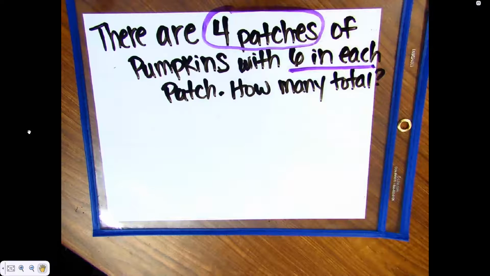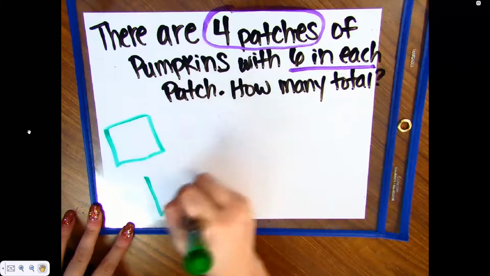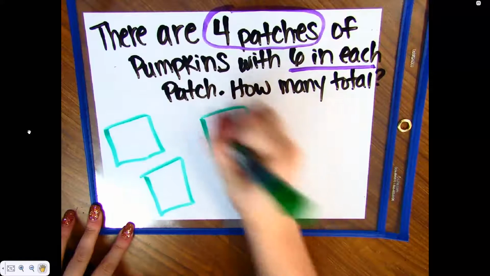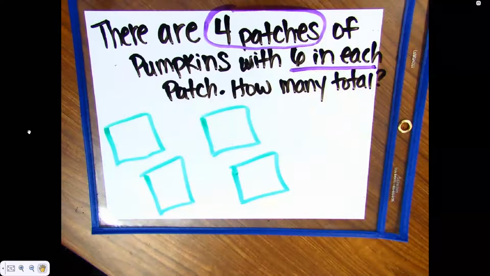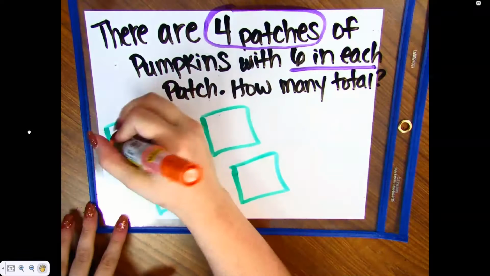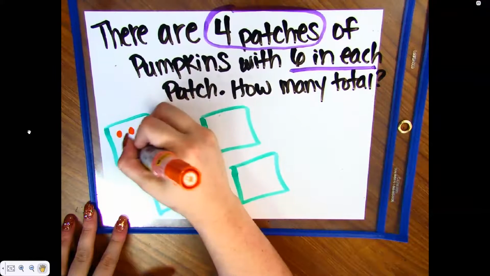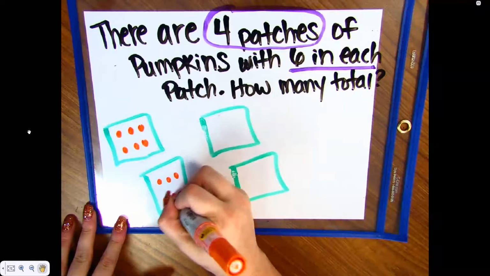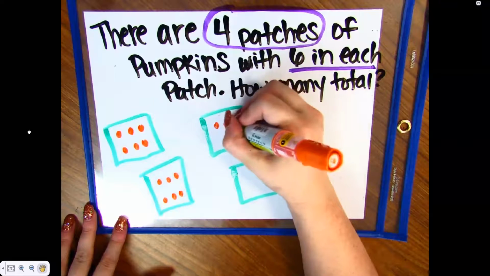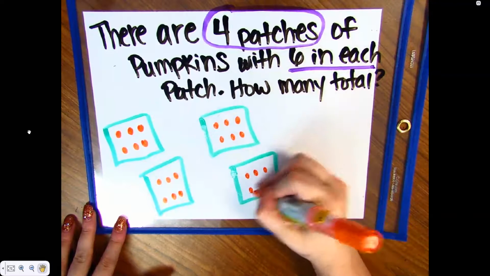So I'm going to draw, okay, I have 1, 2, 3, 4. I have 4 patches. Then I have 1, 2, 3, 4, 5, 6. 1, 2, 3, 4, 5, 6. 1, 2, 3, 4, 5, 6. 1, 2, 3, 4, 5, 6.